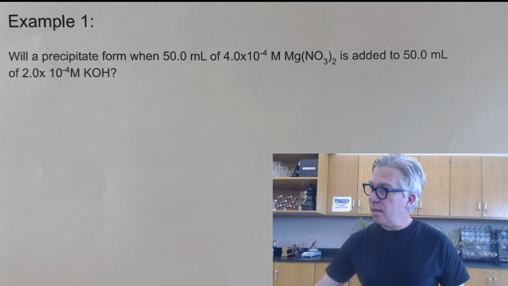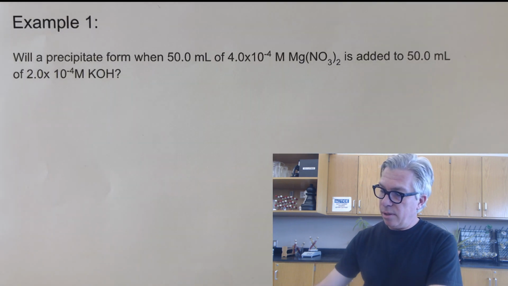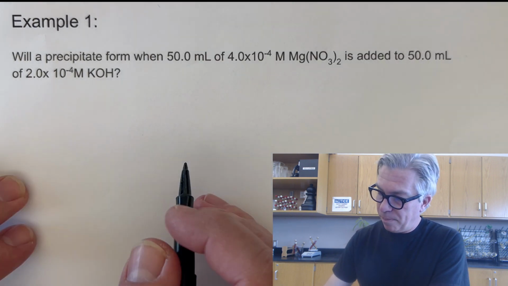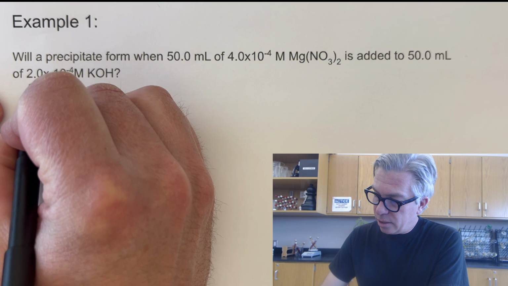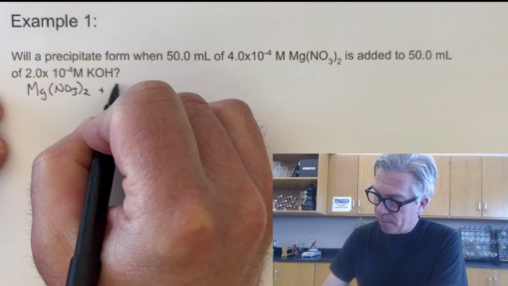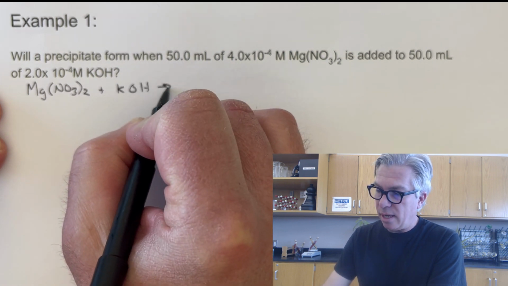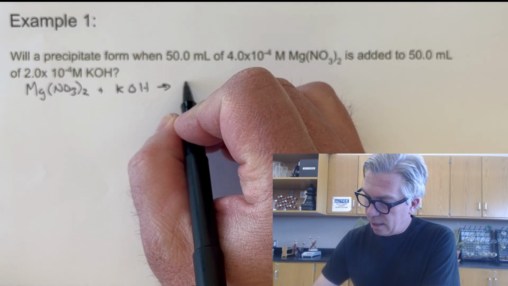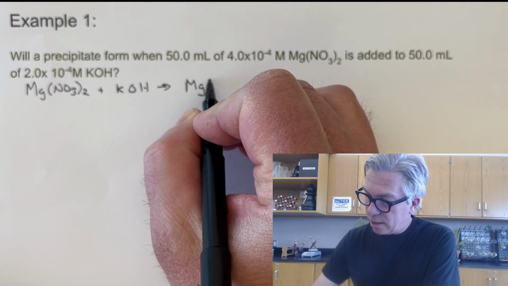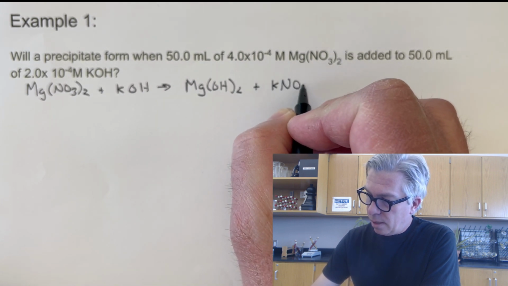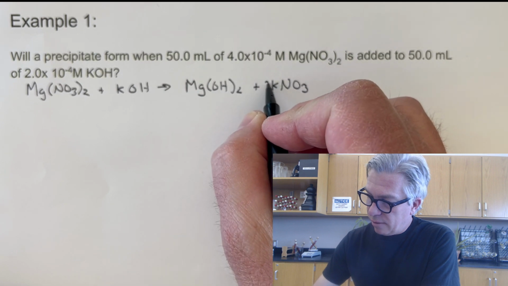Go back to our example. It says, will a precipitate form? We already read the rest of that. So first things first, let's decide if a precipitate is even possible to form. I like to go ahead and just write out the possible chemical reaction. If I take magnesium nitrate and potassium hydroxide, I will swap the cations, and my two possible products are magnesium hydroxide and potassium nitrate. I'm balancing charges over here, and then I'll have to balance the whole equation.